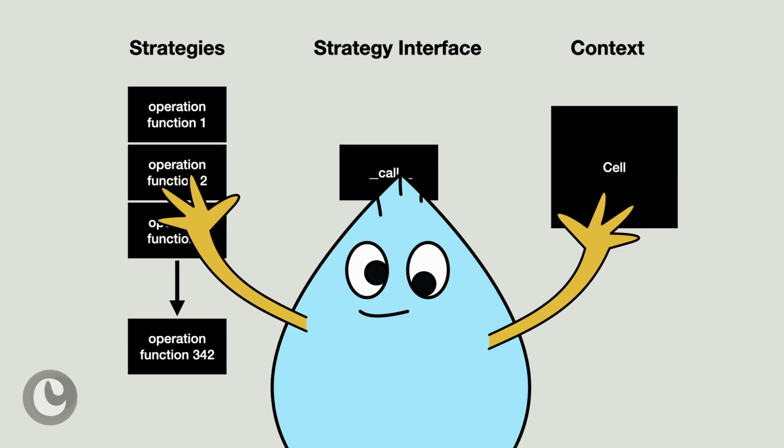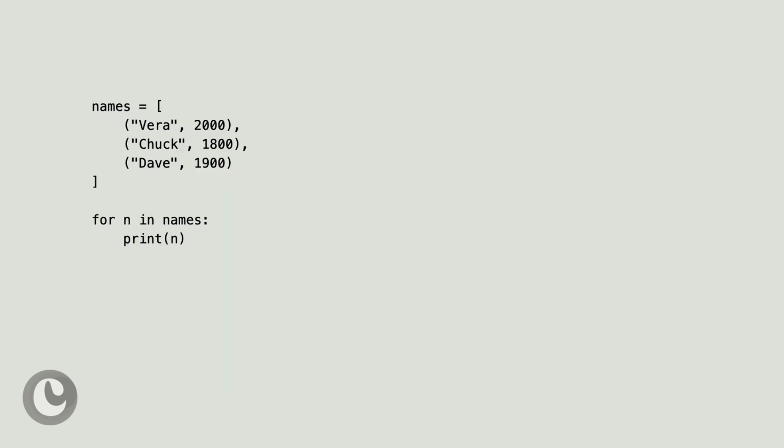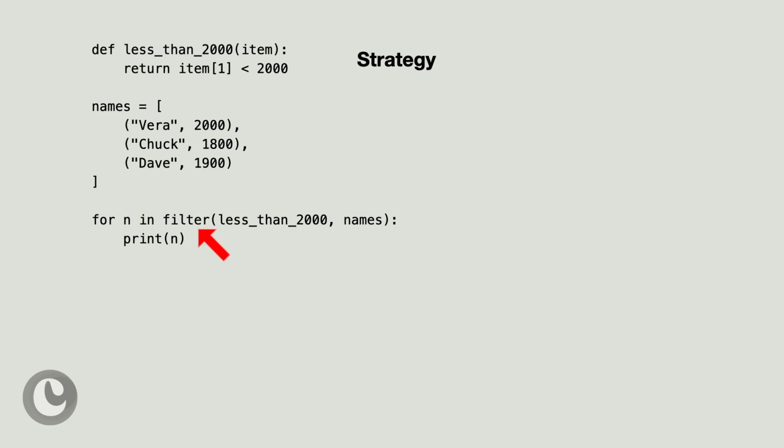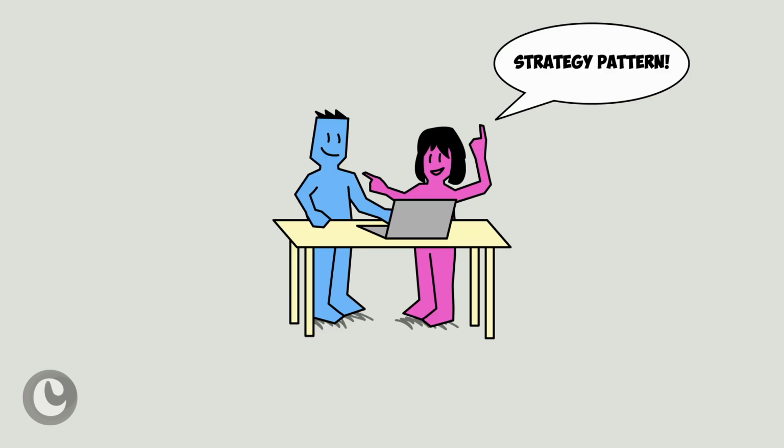For example, the strategy pattern is also built directly into Python. Here is an example. Look at this list of names. I print each item and here is the result. I add a function that returns true if the salary is less than 2000. This is the strategy. Then I use the built-in filter function and pass the strategy function as first argument. I run the code and this is the result. You know what it is? Yes, this is the strategy pattern at work.